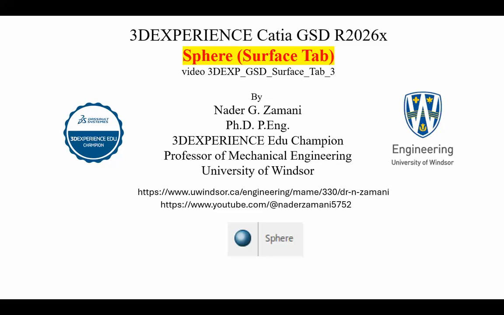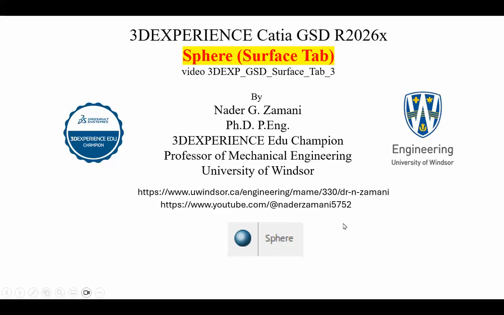This is video number 3 in the 3D Experience CATIA Generative Shape Design application. This playlist is for the Surface tab. We have already created a playlist for the Wireframe tab. This is for the Surface tab, how you create surfaces. And the particular icon that I want to discuss is called Sphere, okay?